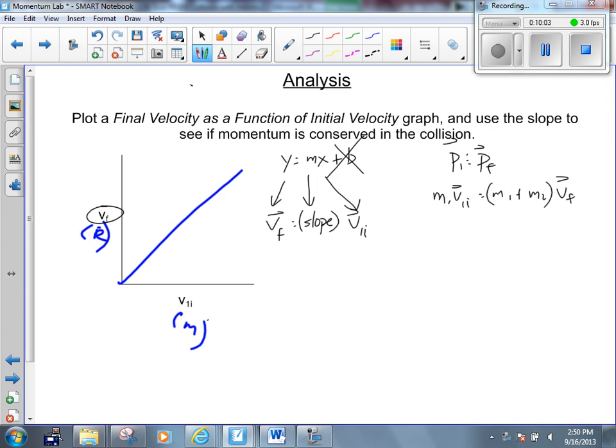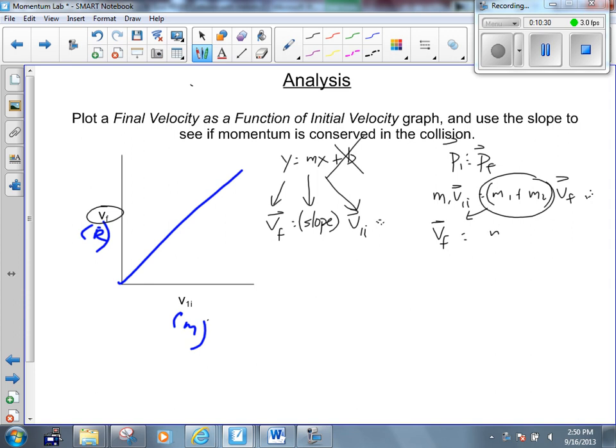If it does, then the initial momentum of object number 1 plus the initial momentum of object number 2, which is 0, will equal the final momentum of both of the objects combined, m1 plus m2 times vf. Now what we want to do is take this equation and rearrange it to take the same form as this equation. So what we're going to do is take the m1 plus m2 over to the left side by dividing.